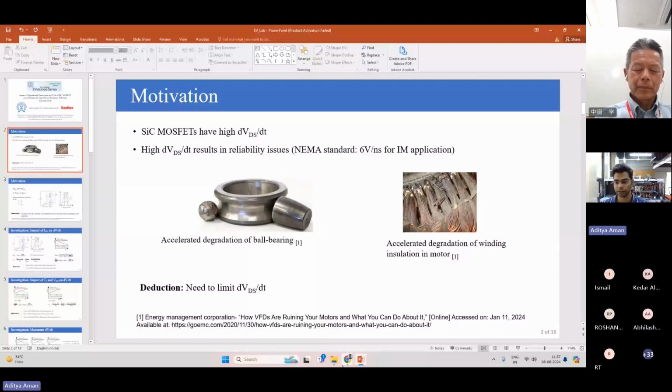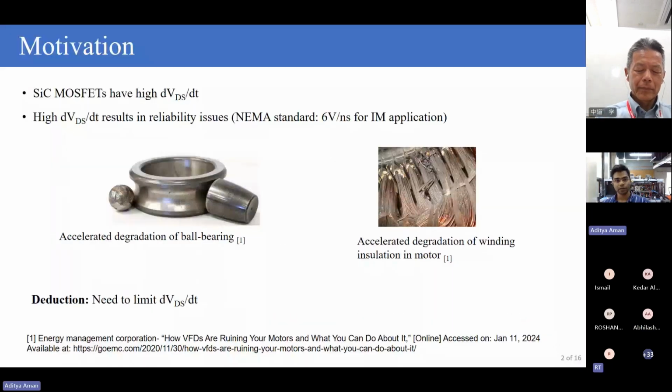Okay, thanks, great. So as I was stating, silicon carbide MOSFETs are known to have high dV/dt, and this is a very desirable trait because it leads to reduction in switching loss and therefore an increase in efficiency. However, high dV/dt is also known to cause reliability challenges, and there are standards around the same to mitigate such challenges. One such standard is the NEMA standard, which states that the dV/dt for motor applications should be limited to under 6 volts per nanosecond for induction motors.